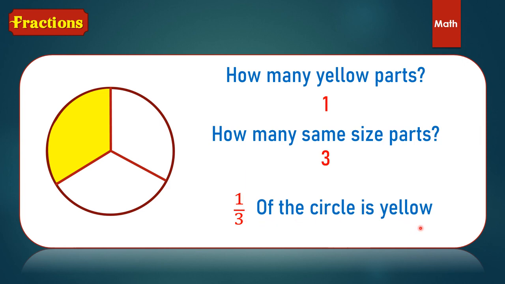Okay, mister. How can I read it? I can read it as 1/3. So 1/3 of the circle is yellow, or 1 over 3 of the circle is yellow. I hope you got it. Okay, now let's take another one.